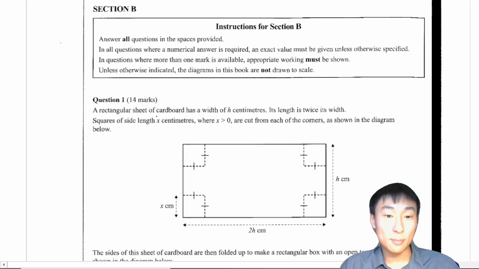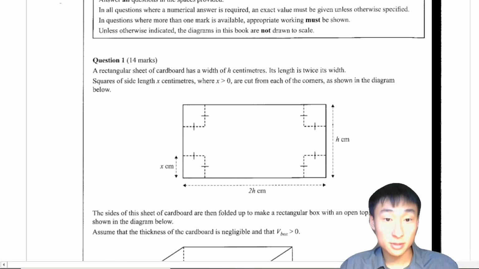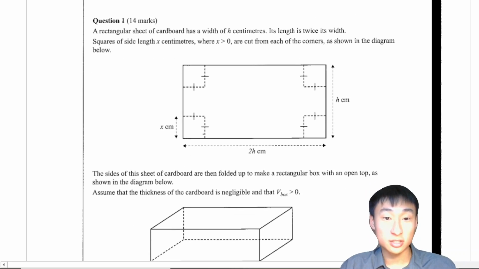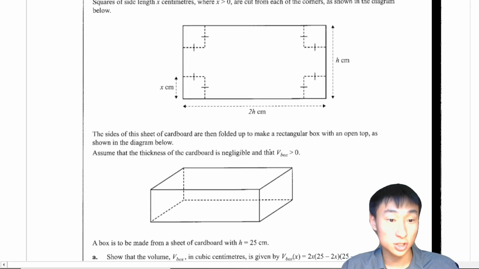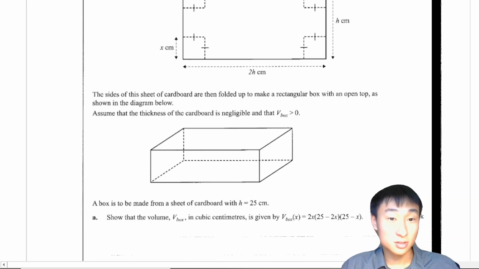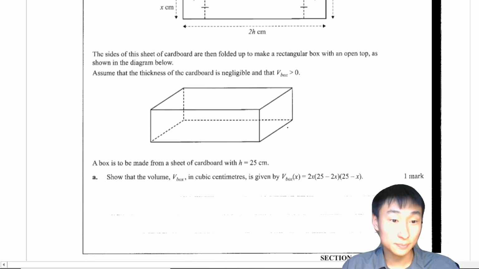A rectangular sheet of cardboard has a width of h centimeters. Its length is twice its width. Squares of side length x centimeters, where x is larger than 0, are cut from each of the corners as shown in the diagram below. The sides of the sheet of cardboard are then folded up to make a rectangular box with an open top as shown in the diagram below. Assume that the thickness of the cardboard is negligible and that the volume of the box is greater. Okay. They don't really need to provide this information, I think, but that's fine.